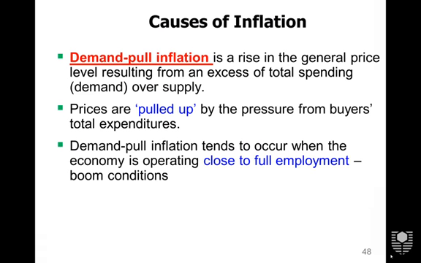So demand pull inflation is when prices increase because of the demand side. When the demand increases far more than supply, aggregate demand I'm talking about here, prices are pulled up by the pressure from the buyers. So demand pull inflation is when the prices increase because the aggregate demand in the economy increases far more than the increase in the supply.